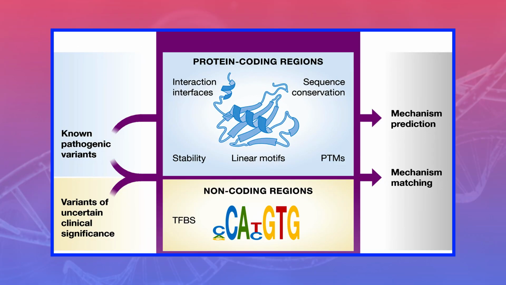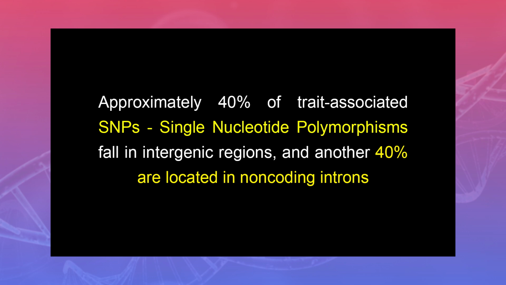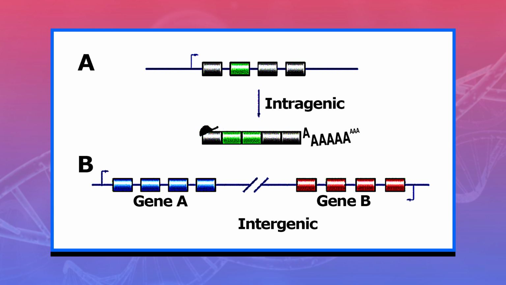Only 12% of SNPs associated with traits are located in or occur in tight linkage disequilibrium with protein coding regions of genes. Although SNPs in protein coding regions are heavily overrepresented on genotyping arrays, approximately 40% of trait-associated SNPs fall in intergenic regions, and another 40% are located in non-coding introns. These two findings have sharpened the focus on the potential roles of intronic and particularly intergenic regions in regulating gene expression.